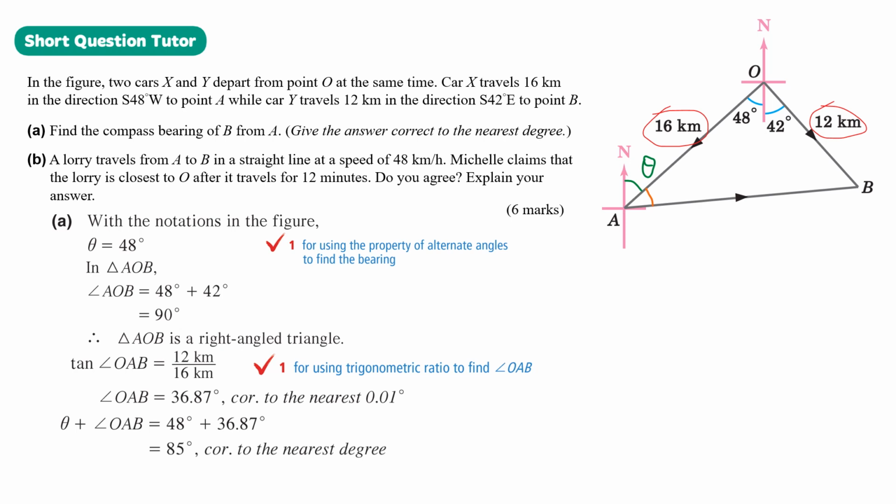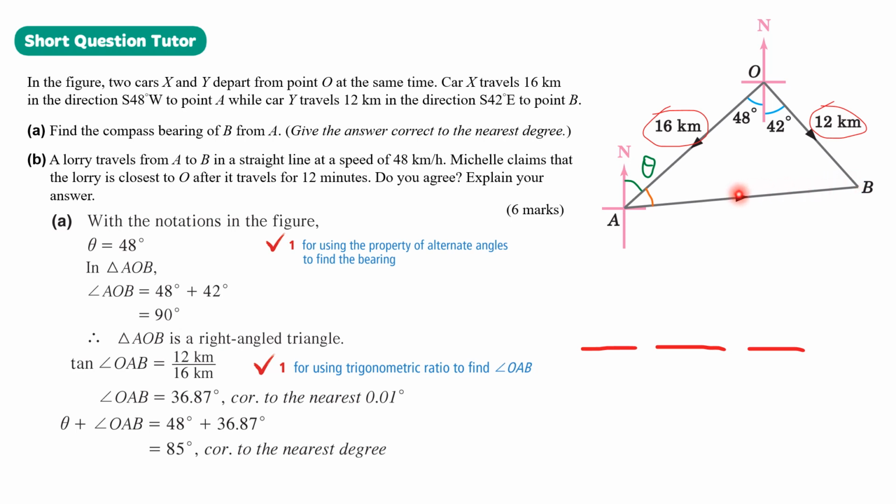Remember the target of this question, to find the compass bearing of B from A. So do not stop at this step. A compass bearing is composed of 3 parts. The first part is about the north-south position and the last part is about the east-west position.